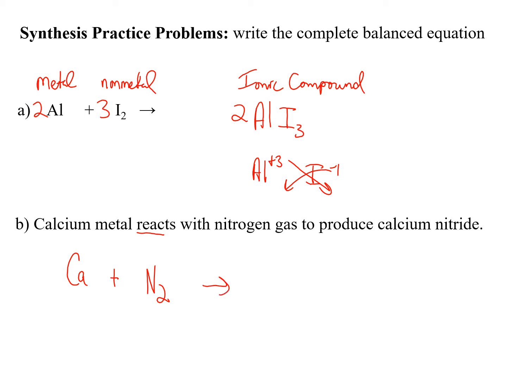They're going to form an ionic compound. Let's consider the charges. Calcium forms charges of +2. Nitrogen, when it forms compounds, becomes the nitride ion on your periodic table. That's a -3. Crisscross, we get Ca3N2. And now we balance. We just have to put a 3 out in front.